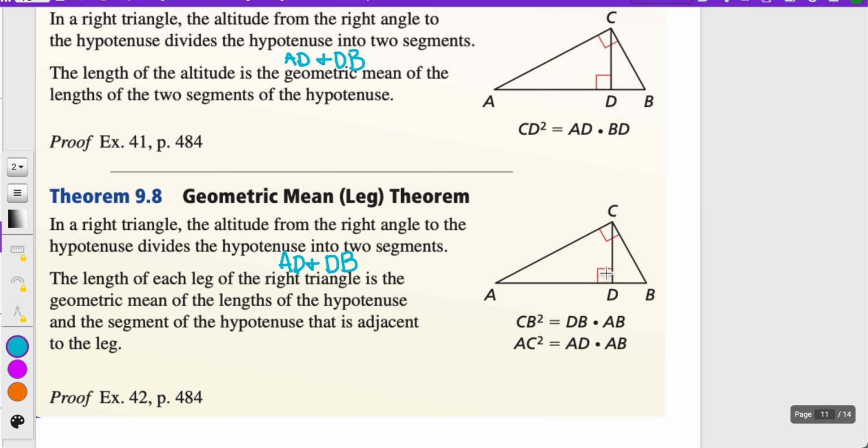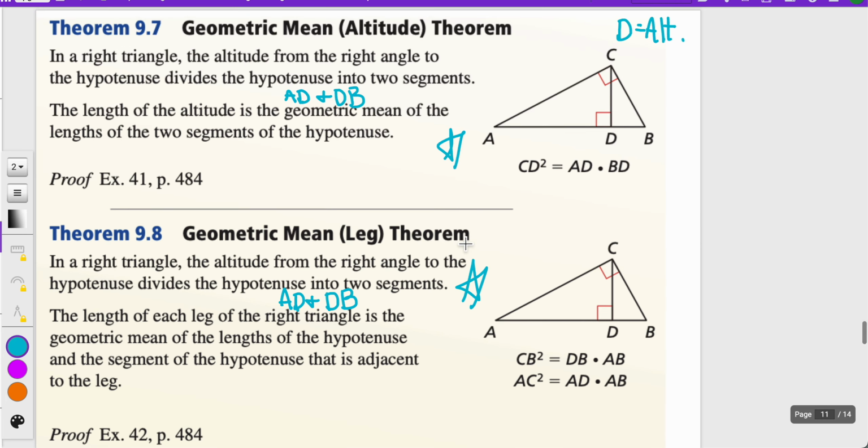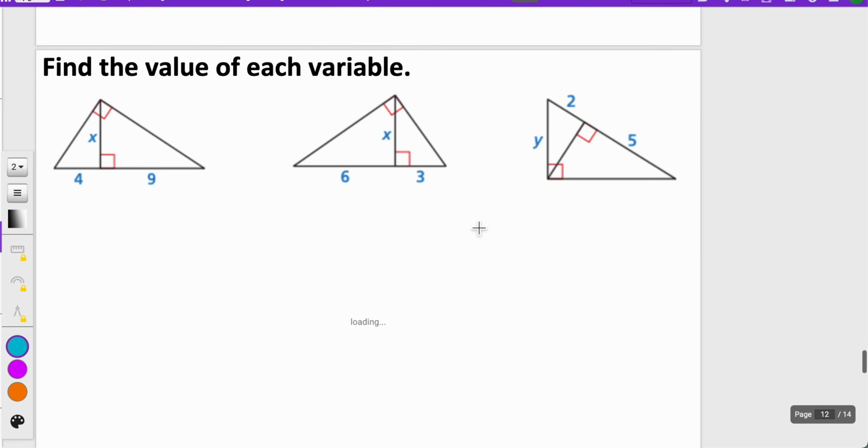It's just that adjacent leg, okay? Both of these things would be good to draw on your theorem sheet. Once you're done drawing that picture, let's try some together. So what we're going to look at here is finding the value of each variable.